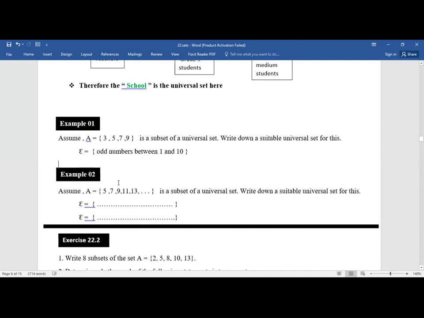Here, example number 2. There can be two different ways that you can write this. Assume A is 5, 7, 9, 11, 13, and it is a subset of a universal set. Write down a suitable universal set for this. You can write more than one answer, but at least one you can write. Please try to write down 5, 7, 9, 11, 13, and so on. This is an infinite set.